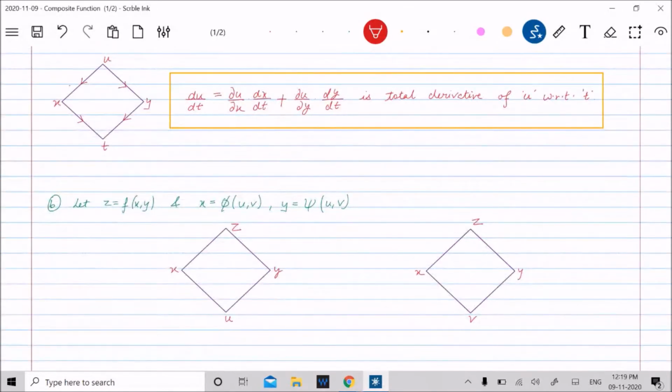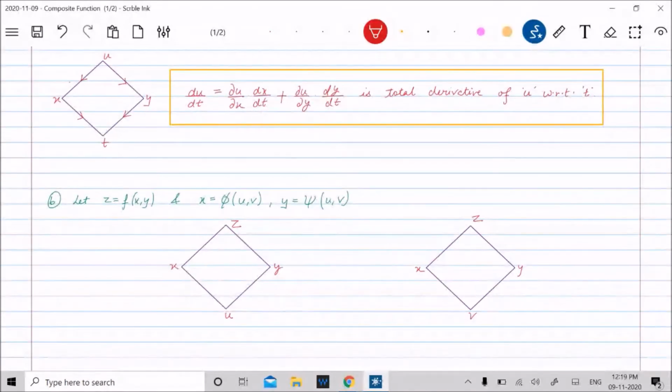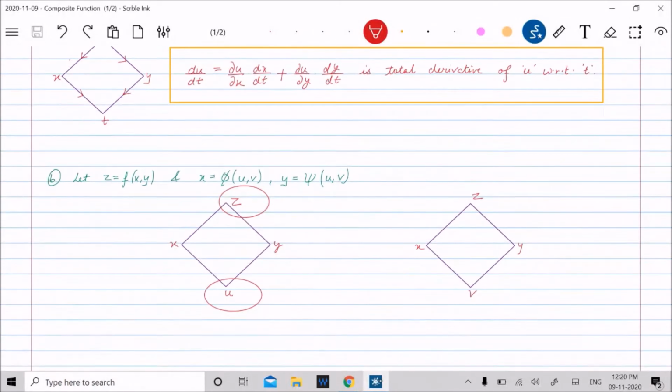Now, in the first situation, if you are going to find dz by du, now my question goes to Hadish Sheikh. Should it be del z by del u or dz by du?